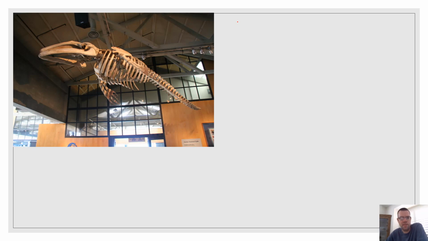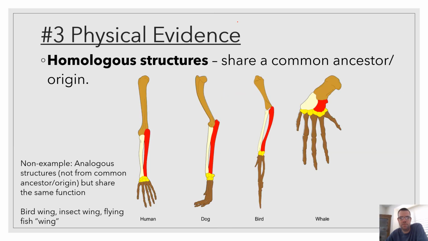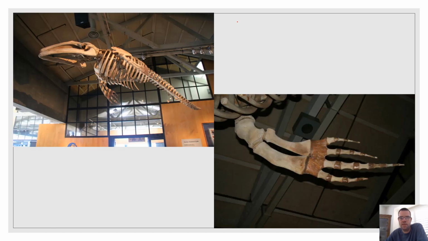So I took this picture at the Monterey Bay Aquarium. This is actually a gray whale skeleton, and I want to point out 2 features of this. Number one, it has the bones that I was just talking about, homologous to the bones of your arm. So the radius, the ulna, and of course the humerus at the top there.